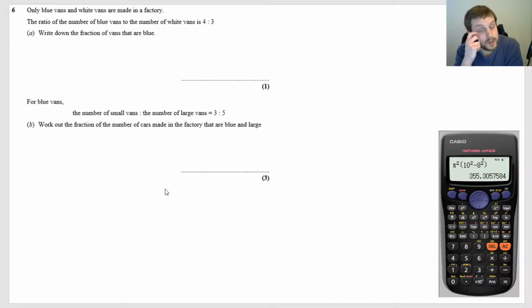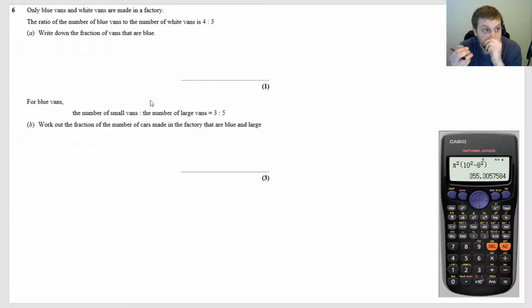Right, number 6. Blue vans, white vans made in a factory. The ratio of blue to white is 4:3. Write down the fraction of vans that are blue. Right, so, okay, I'll just say the answer. The answer is 4/7. If you want an explanation, remember the very basics of ratio, and if you want some revision on ratio, I've uploaded recently some videos on ratio that explains the very basics of ratio.